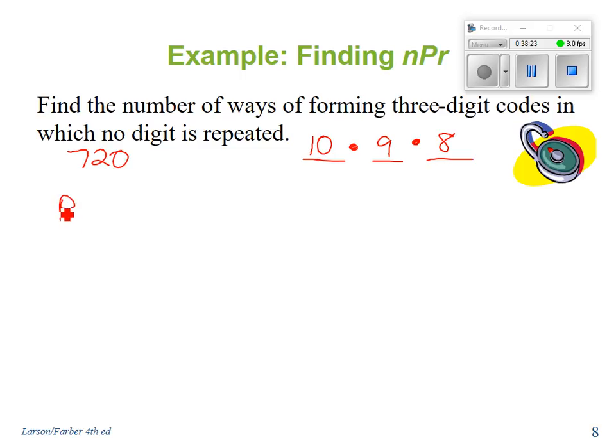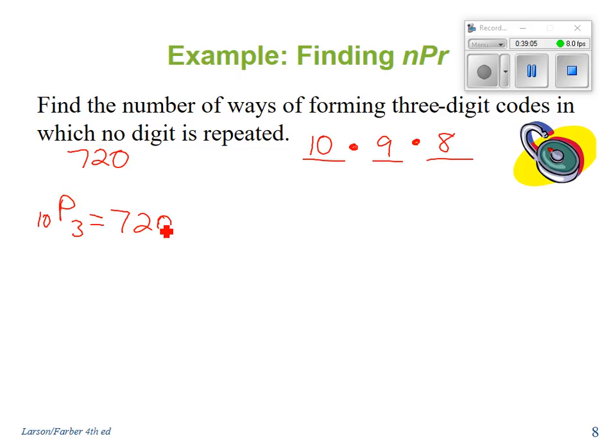Now if we use permutations, how many numbers do we have to choose from? 10. How many are we taking at a time? 3. Let's use our calculators and see. Hopefully it comes out to be 720, otherwise I'm messing up somewhere. Yeah, it does. So we've got 10 numbers, we're picking them 3 at a time, 720 different possible ways.